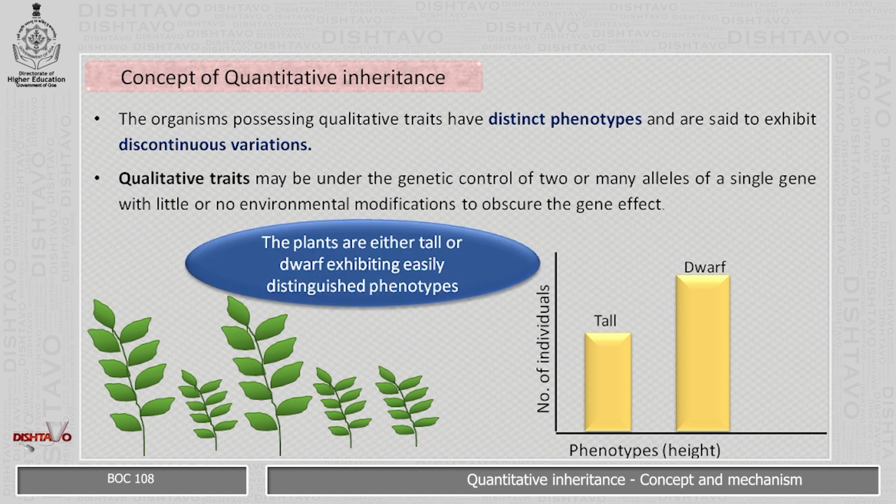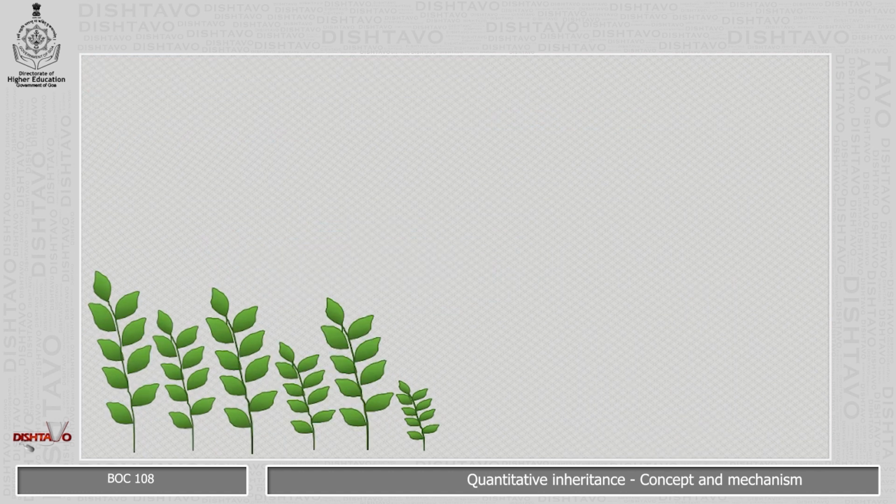Qualitative traits may be under the genetic control of two or many alleles of a single gene. Single gene is very important to note here. They have little or no environmental modifications to obscure the genetic effect, meaning the environment does not play a role in determining these traits. Have a look at this picture. We have the shortest plant as well as the tallest plant, and in between, we see intermediate heights of plants.